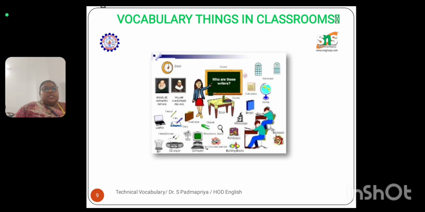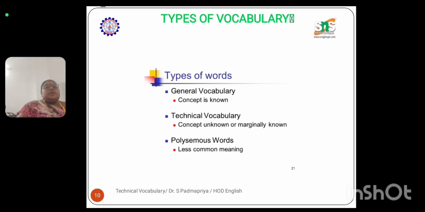So there are various even playway methods to develop the vocabulary in classroom, like playing word games using dictionary, using flashcards, and then practice through conversation. We can make some kind of dialogue practices to have the knowledge of usage of technical vocabulary in the classrooms too.